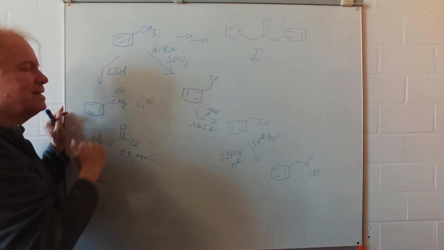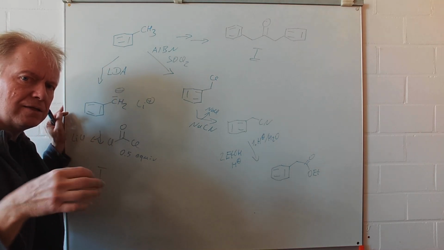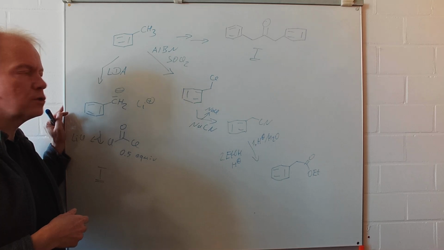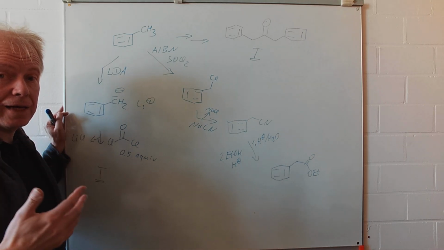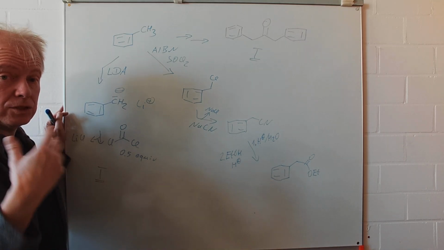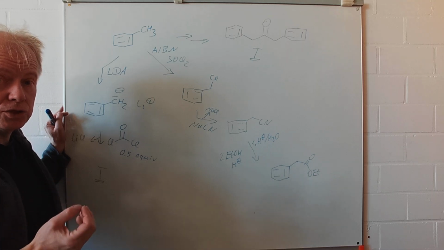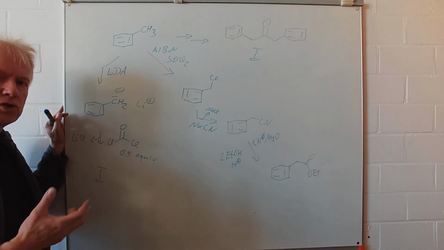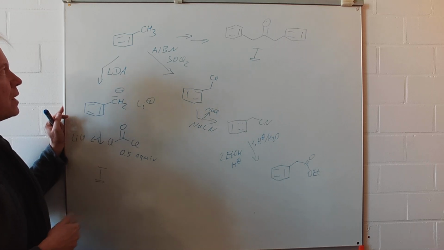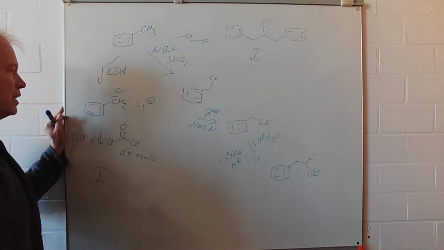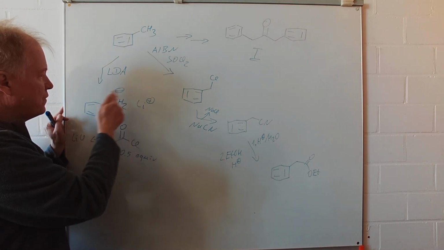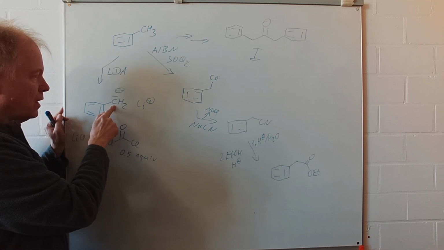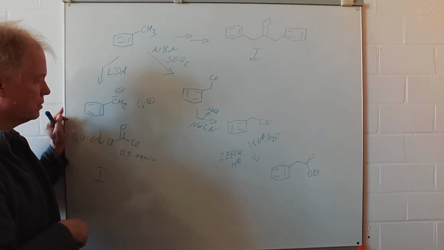Let's take LDA. If LDA, lithium diisopropyl amide, is not sufficient, then we can add some potassium t-butoxide additionally, and that combination is the so-called Schlosser superbase. This will certainly deprotonate here, and we then have this nucleophile, for instance, with a lithium countercation.